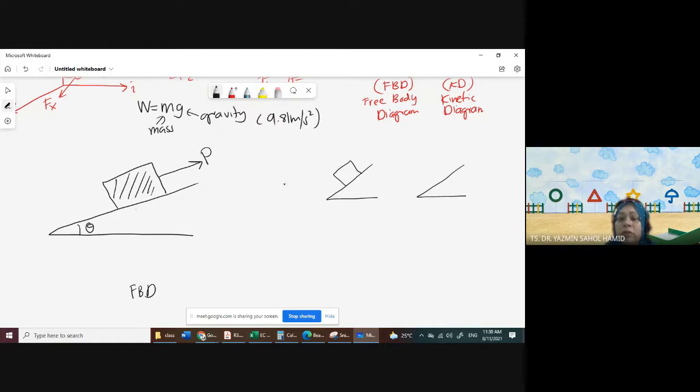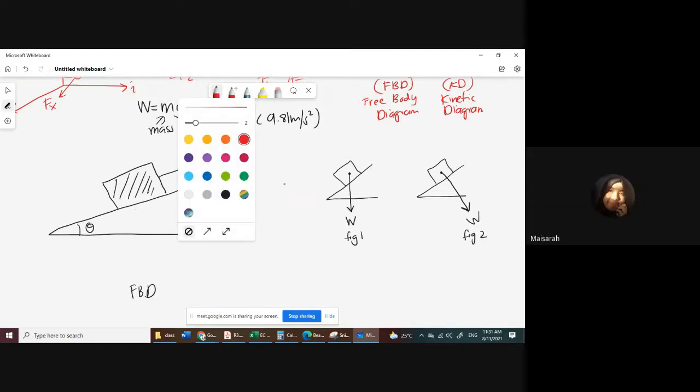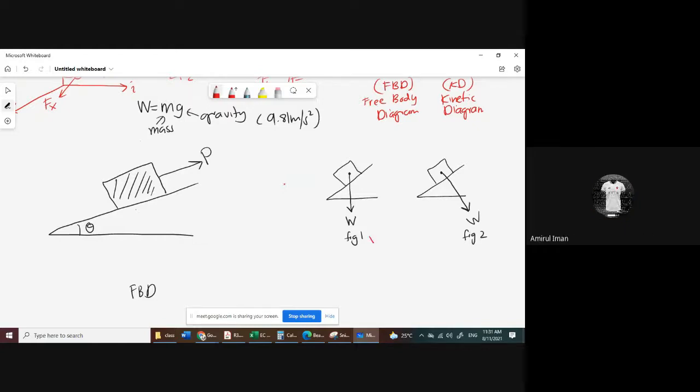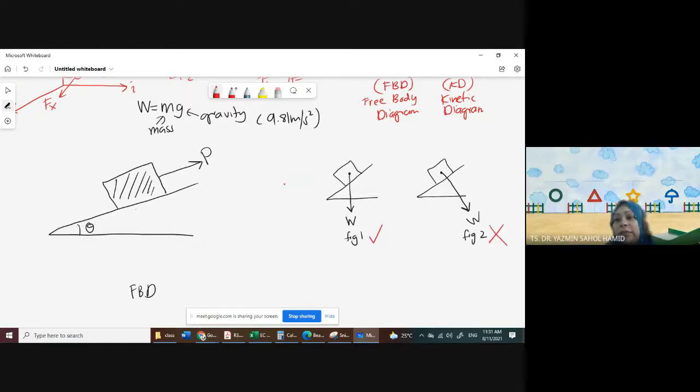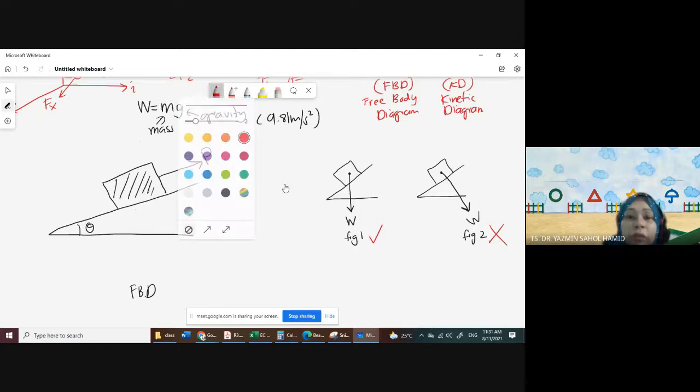Okay, can you tell me which one is correct? Let's say the first one, the weight is pointing downwards like this. And then the next one is the weight pointing downwards like this. Let's say this is figure 1 and figure 2. Which figure is correct? Figure 1. Yes, figure 1 is correct. Figure 2 is incorrect. So you need to make sure you draw it correctly.